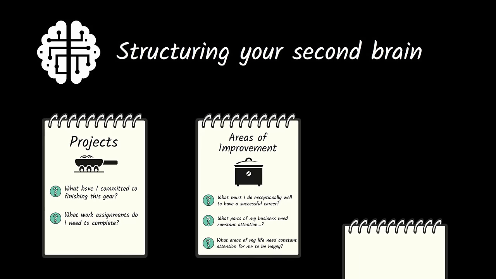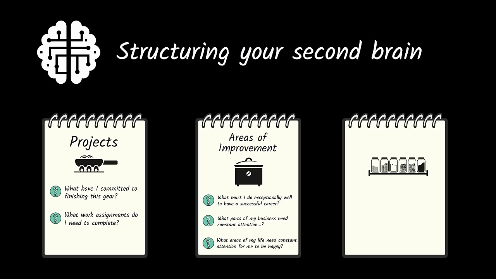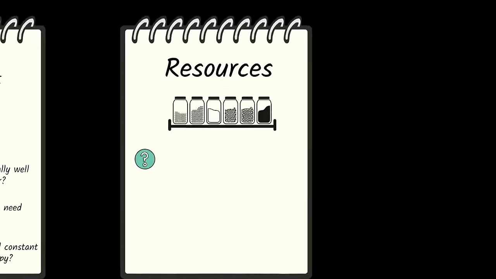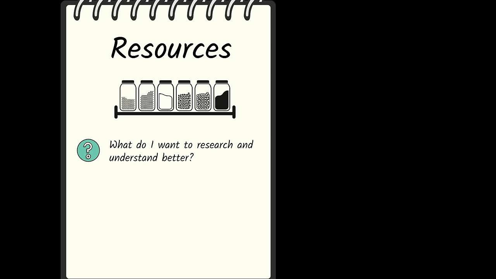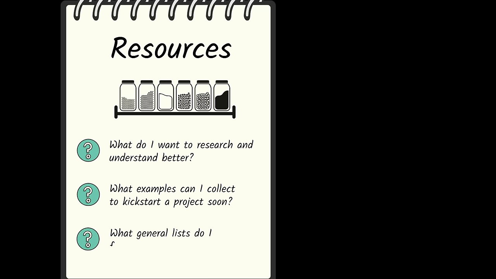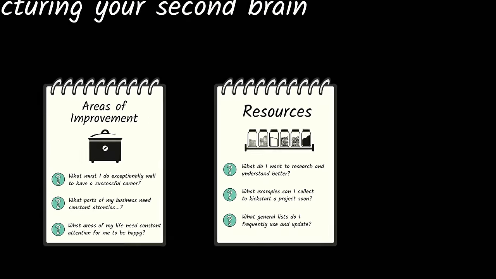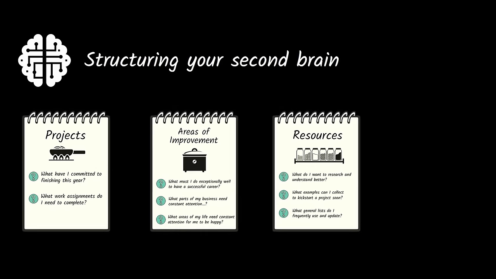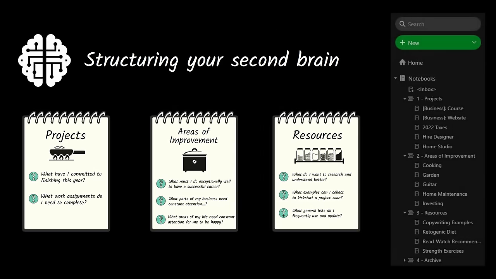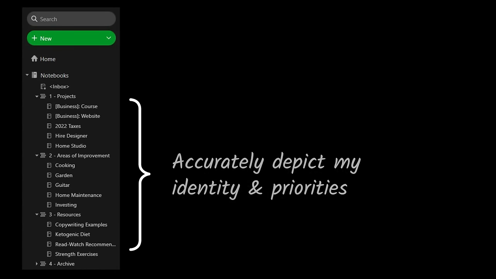Now, determine what you want in your pantry. That is, what resource notebooks you want in the resources section of your second brain. Ask yourself, what do I want to research and understand better? What examples can I collect to kickstart a project soon? And what general lists do I frequently use and update, like a meal and grocery list or a read-watch recommendations list?